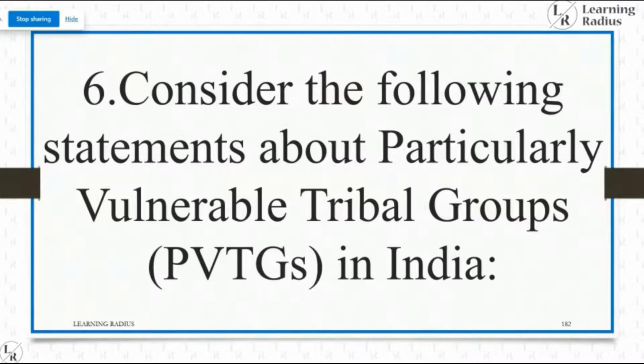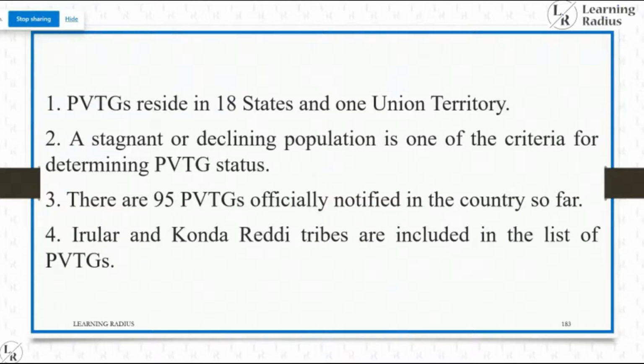Consider the following statement about particularly vulnerable tribal groups in India, PVTGs in India. Let's read the statement. PVTG reside in 18 states and 1 union territory. A stagnant or declining population is one of the criteria for determining PVTG status. There are 95 PVTGs officially notified in the country so far. Irular and Konda Reddy tribes are included in the list of PVTG. Now, if you look into PVTG reside in 18 states and 1 union territory is absolutely right. A stagnant or declining population is one of the criteria for determining PVTG status is also right.